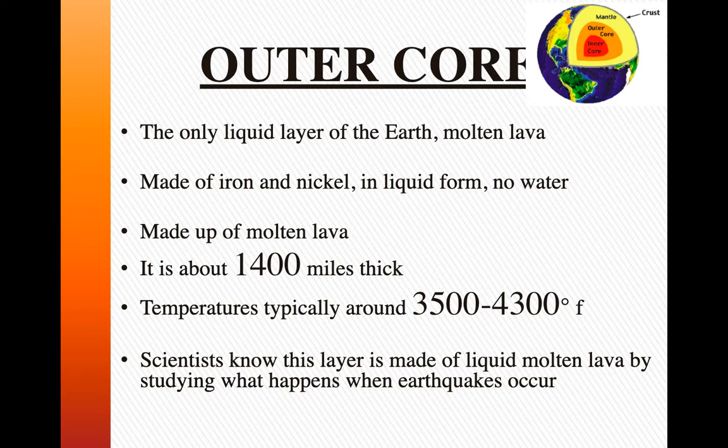The outer core. So this is technically the third layer if you're going down. This is the only layer that has liquid, and it's molten lava, and it's made of iron and nickel in the liquid form, and there's no water in this layer. Again, it's made up of molten lava, and it is about 1,400 miles thick. The temperature is typically around 3,500 to 4,300 degrees Fahrenheit.